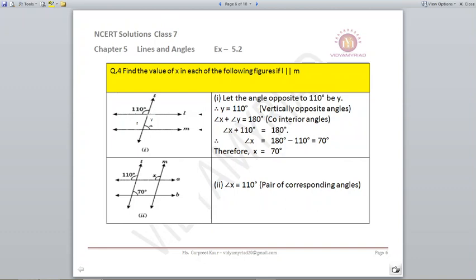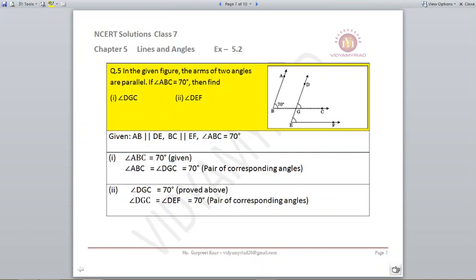Here I have taken one more variable, z. If you look at your 110 and your z, they are both forming corresponding angles. So your 110 will be equal to z, and z plus x will form a linear pair. So you can do it that way also. In the second part, it is very clear that your 110 and your x are both related with each other by the property of corresponding angles. So we can say that angle x will be equal to 110 degrees.